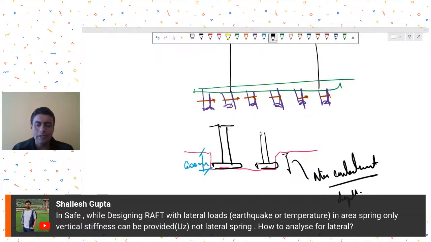If it's a raft plus pile system, then you may check your piles for lateral forces, because piles may not have good lateral capacity. But otherwise, if it's only a raft system, why do you want to check your raft for lateral? Makes no sense.